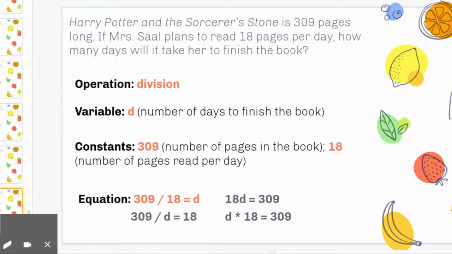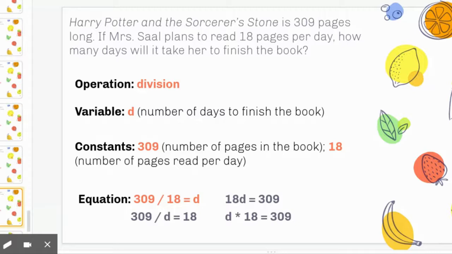Now, if you were using a calculator to find out what D is equal to, you are going to get a decimal number, 17.16666, and the 6's repeat. That means that Mrs. Saul is going to need a little bit more than 17 days to read the book, which is why the multiplication problems are a little bit trickier to look at, because it's hard to decide what you need to multiply that by. And in order to find the variable, you're probably going to use division anyway. But the answer to this would be 18 days, because 17 days wouldn't be quite enough. She needs a little bit more on the 18th day.